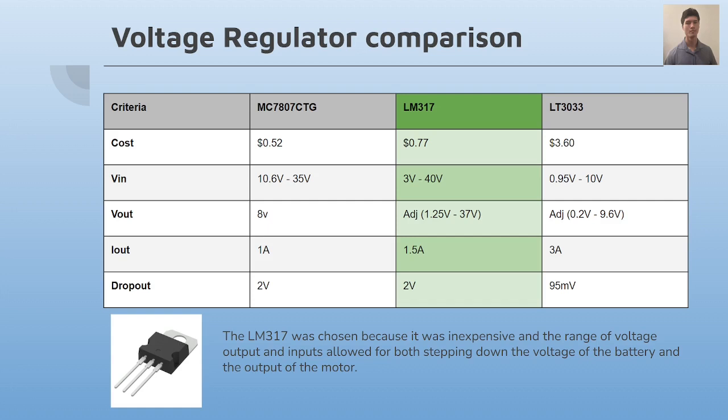The current output was on the lower end of the regulators, and the dropout voltage was on the higher end, but since the current is not expected to be high, and the microcontroller recommended voltage can still be reached with the dropout value, these drawbacks did not necessarily affect the project performance.